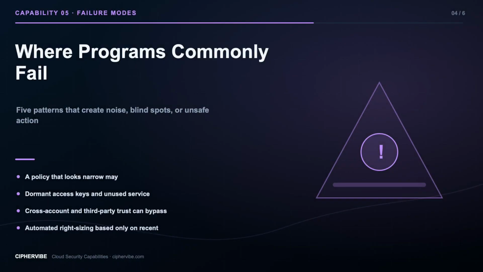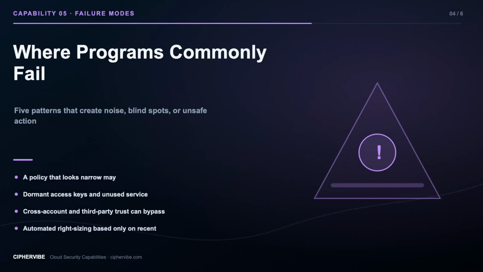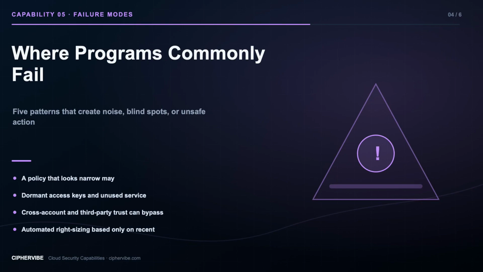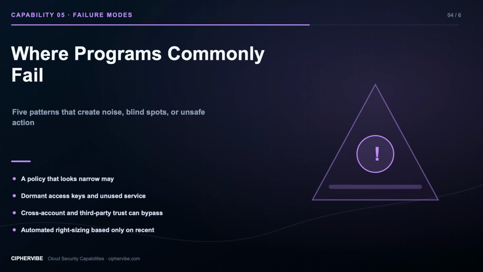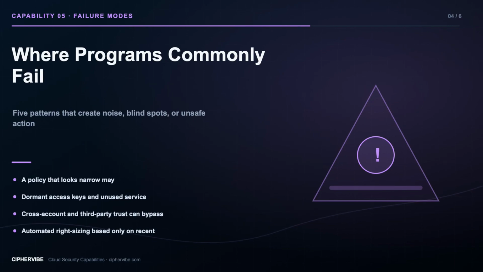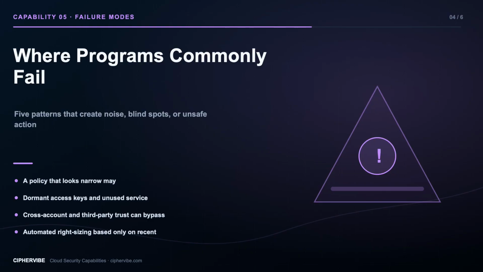The fastest way to evaluate cloud identity and entitlements is to study how the capability can fail. First, a policy that looks narrow may combine with another grant to produce broad effective access.